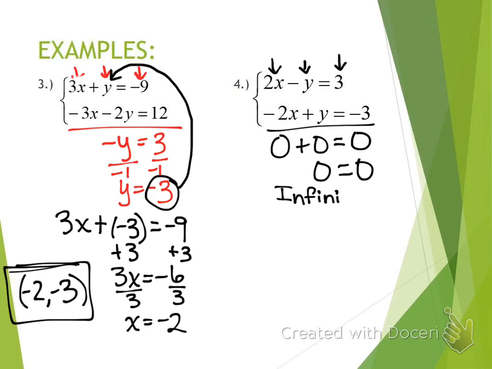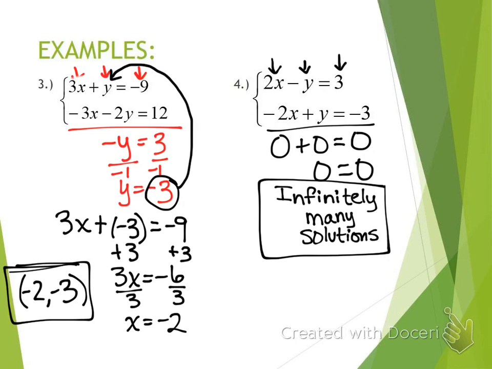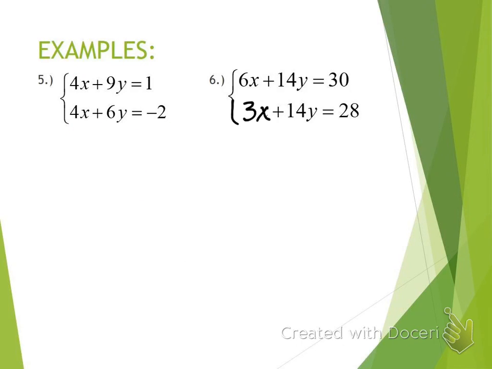When do you get no solution? If you get a false statement, so if we were to get something like 0 equals 5, that would be false. So this is infinitely many solutions. Sometimes you'll see the symbol. Some students like to just use the infinity symbol. I don't really like that as an answer. Infinitely many solutions.